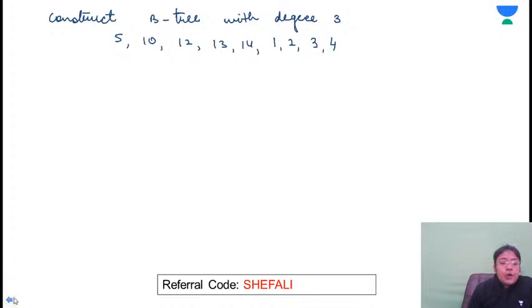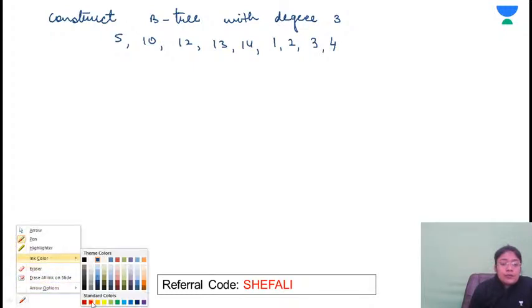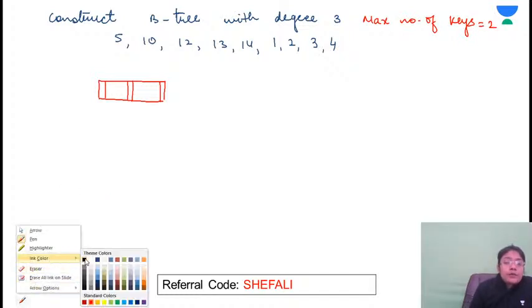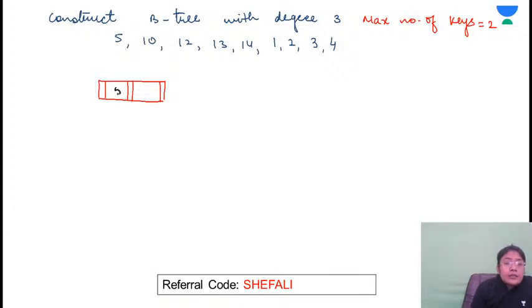Okay, so first of all what we'll do is we'll take the first element. Node can have 3 block pointers. This means that in a node you can store 2 keys. Maximum number of keys in a node will be equal to 2. So first key is coming up, that is 5. So 5 will be inserted. Next 10 is coming up, 1 empty slot is there, 10 is added.